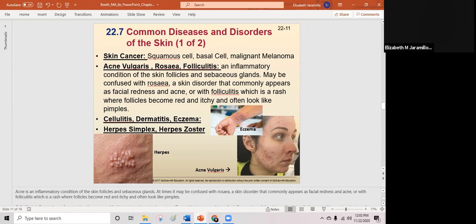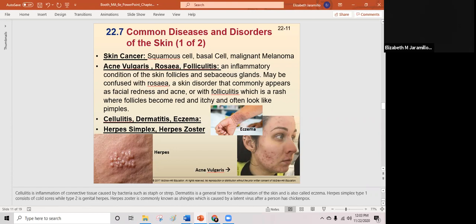Acne is an inflammatory condition of the skin follicles and sebaceous glands. At times, it may be confused with rosacea, a skin disorder that commonly appears as facial redness and acne, or with folliculitis, which is a rash where follicles become red and itchy and often look like pimples.